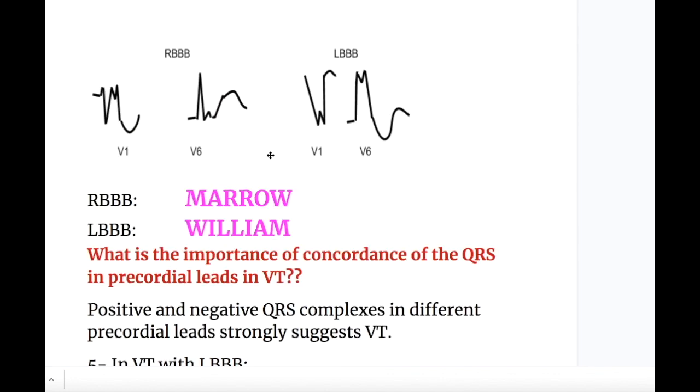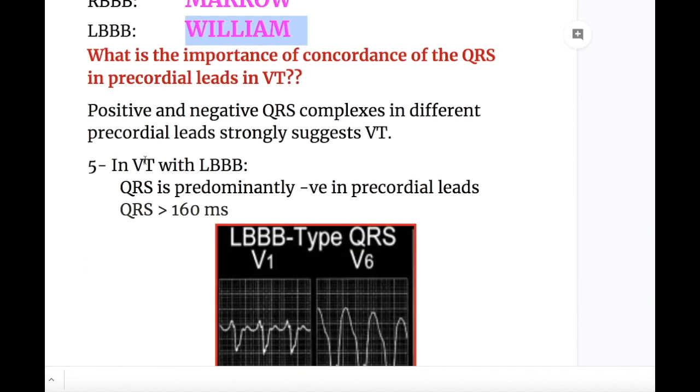Now V.Tach in bundle branch block. The word MARROW describes the right bundle branch block, where there is an M notch in V1 and a W-shaped notch in lead V6, whereas the word WILLIAM describes the left bundle branch block, in which lead V1 shows a W notch and lead V6 an M notch. So what happens in bundle branch block with ventricular tachycardia? There are either positive or negative QRS complexes in different precordial leads. That strongly suggests ventricular tachycardia.